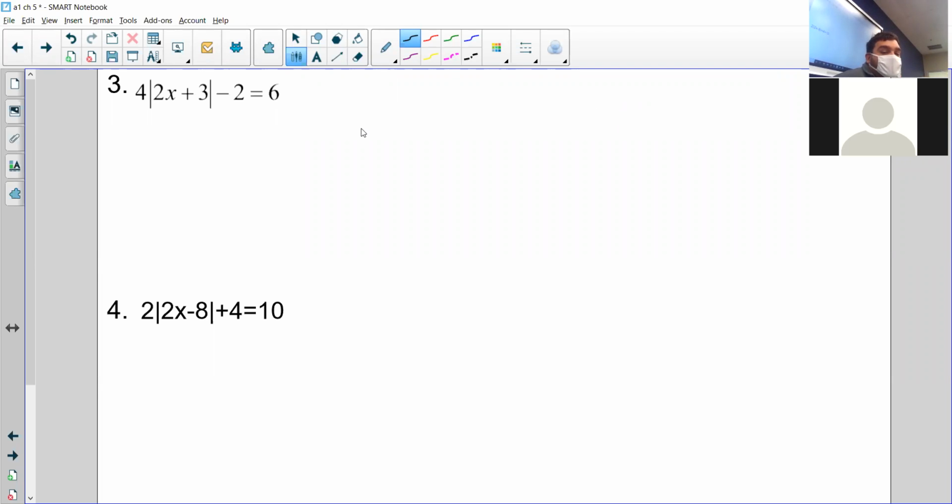4 times the absolute value of 2x plus 3, minus 2, equals 6. Let's write that all down. You've got to think of the absolute value like parentheses. You can't just leave it open.